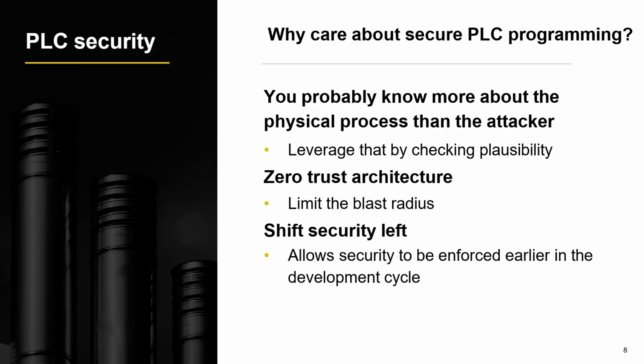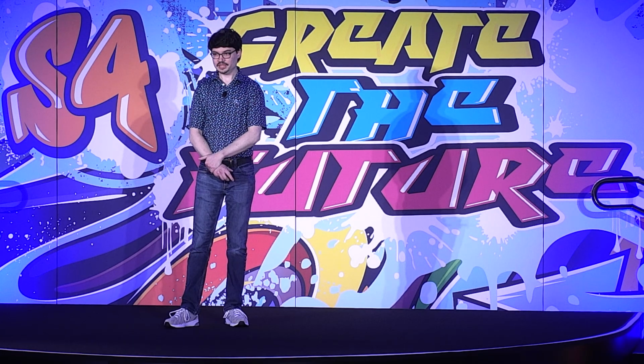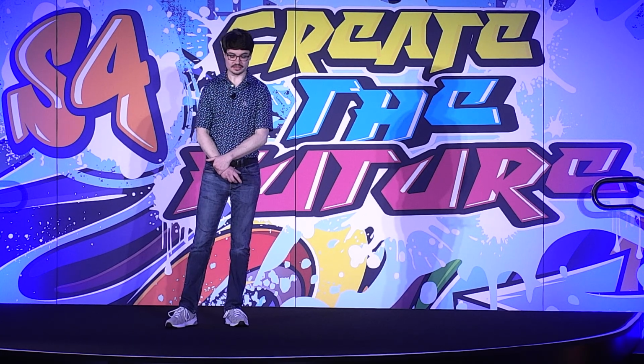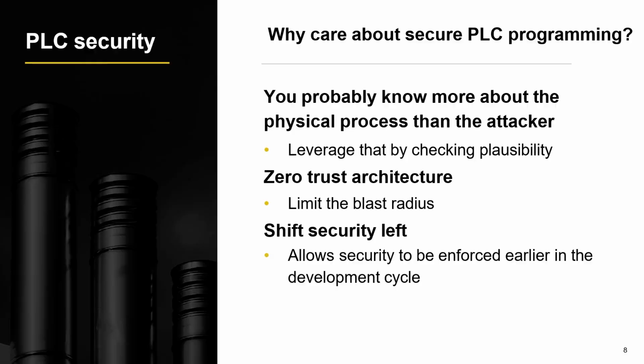So why do we care about programming our PLCs securely? Is that really worthwhile to try and do? Well, one of the core advantages we have as defenders over attackers in ICS is that we hopefully know more about our process than the attackers do. And so we can leverage that best at the PLC level by checking for plausibility of the program at various states.